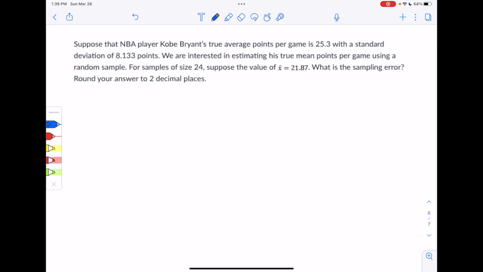This one is coming from section 7.3. Suppose that NBA player Kobe Bryant's true average points per game is 25.3 with a standard deviation of 8.133 points. We are interested in estimating his true mean points per game using a random sample. So for samples of size 24, suppose that a value of x bar equals 21.87 is found. What is the sampling error? Round your answer to 2 decimal places.